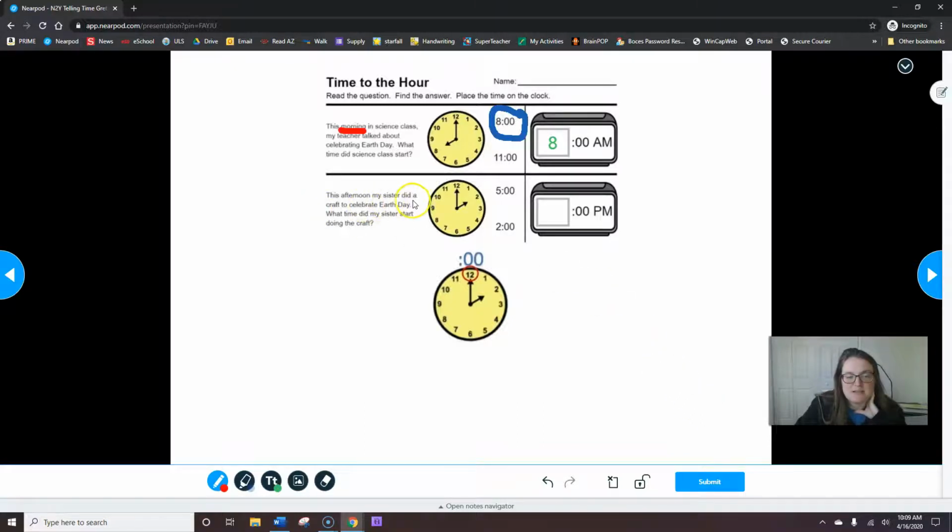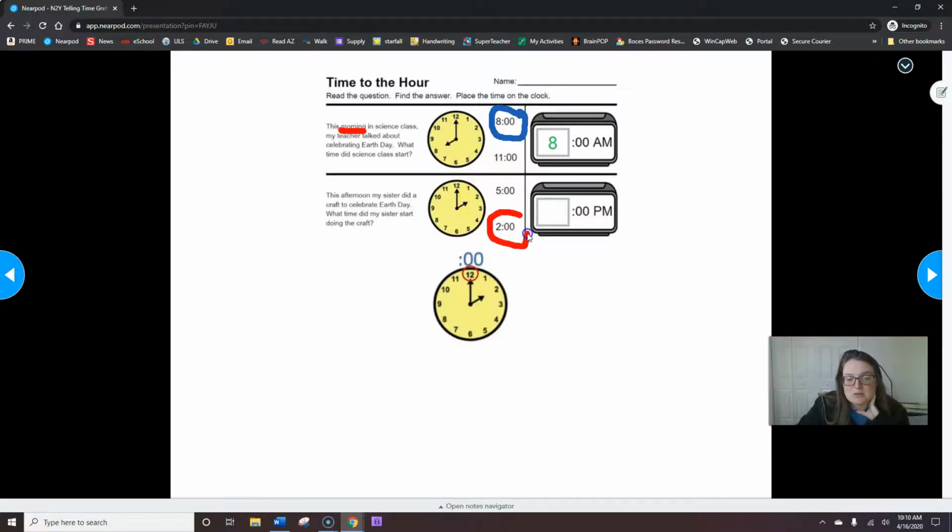This afternoon, my sister did a craft to celebrate Earth Day. What time did my sister start doing the craft? So let's look. The little hand is pointing right here. And the big hand is pointing at the 12, which means o'clock, like O-O, O-O, O-O. So our choices are 5 o'clock or 2 o'clock. What is it pointing at? A 2 o'clock.